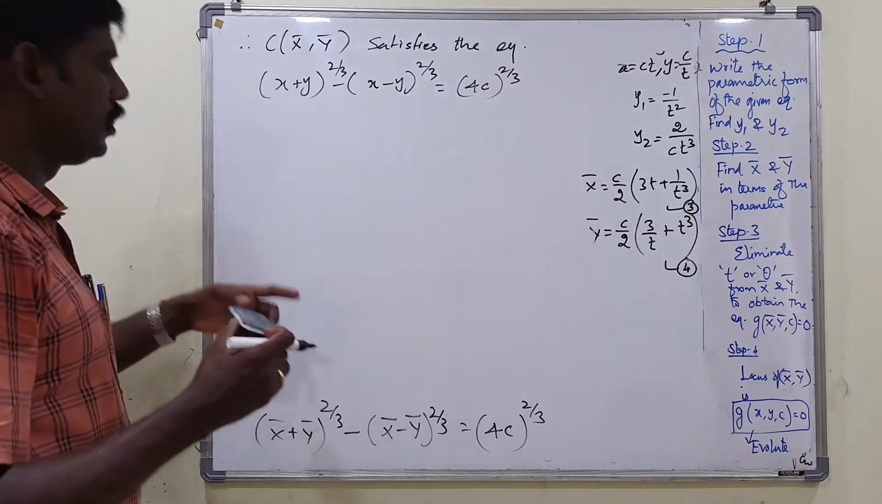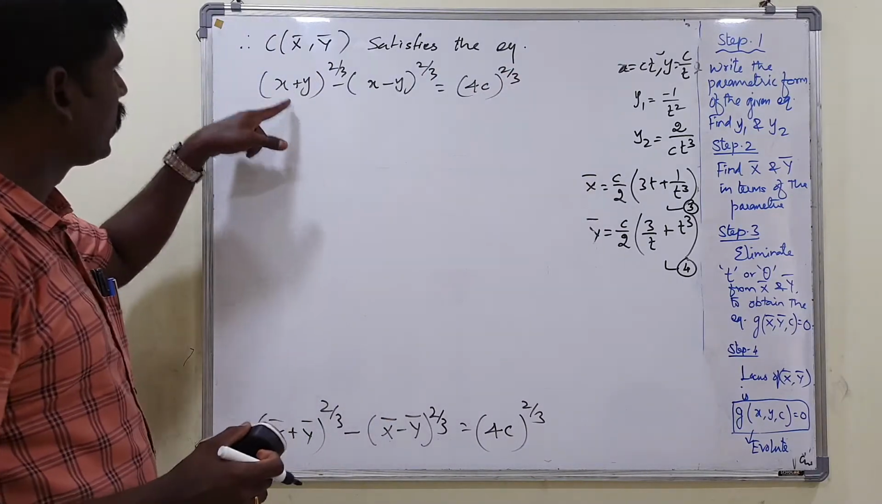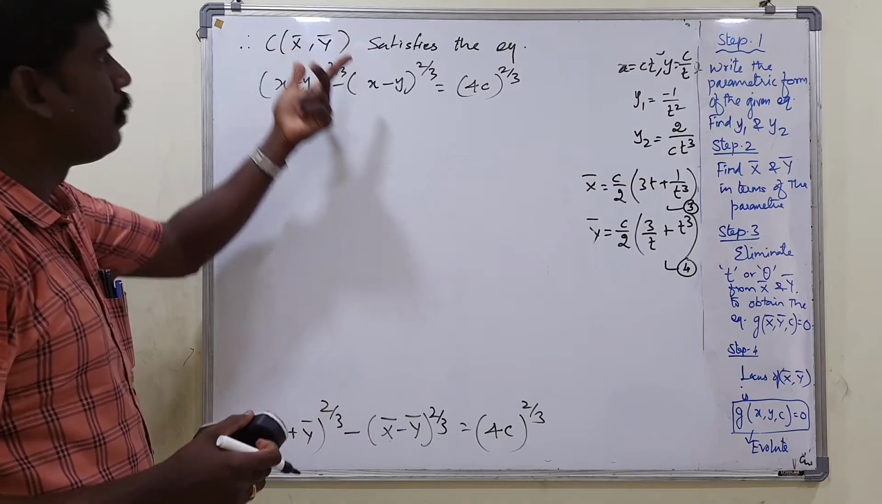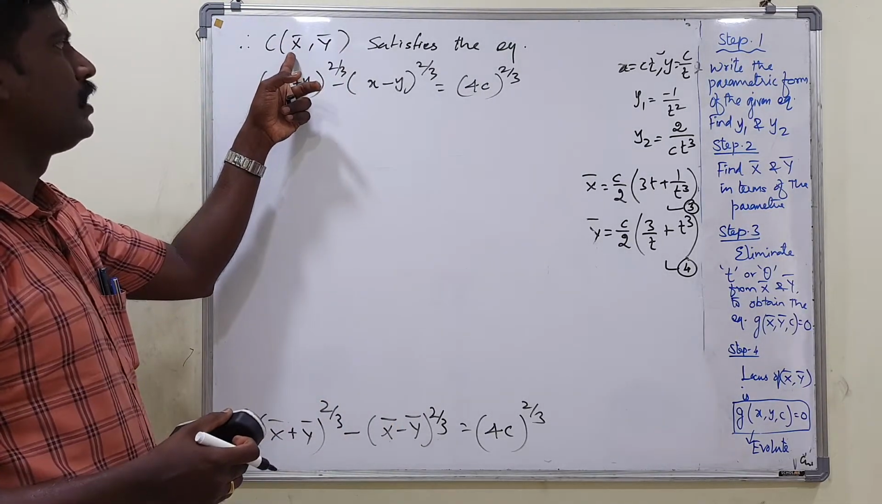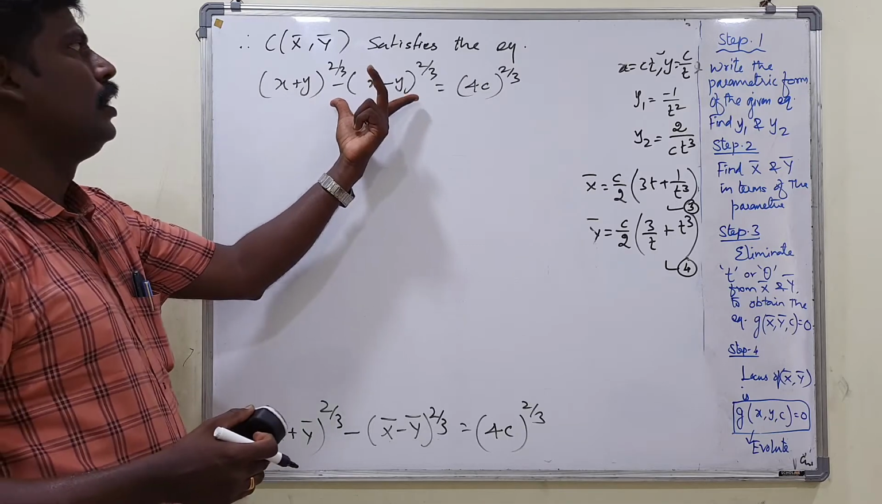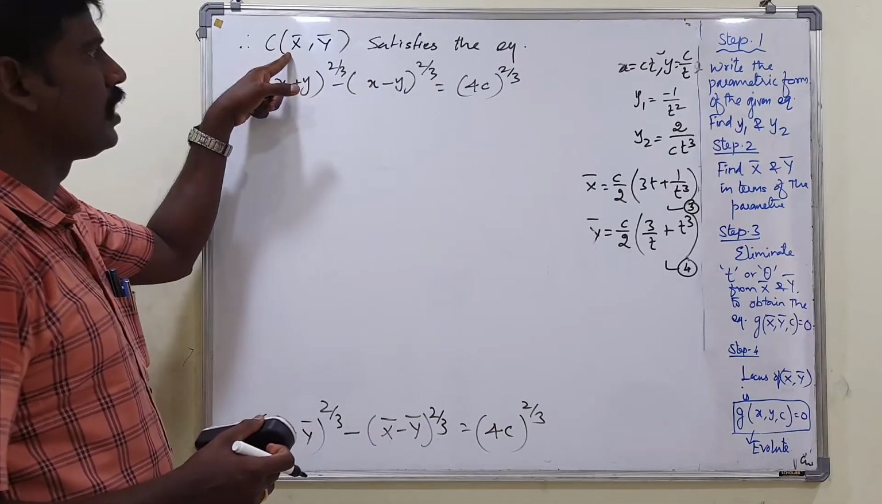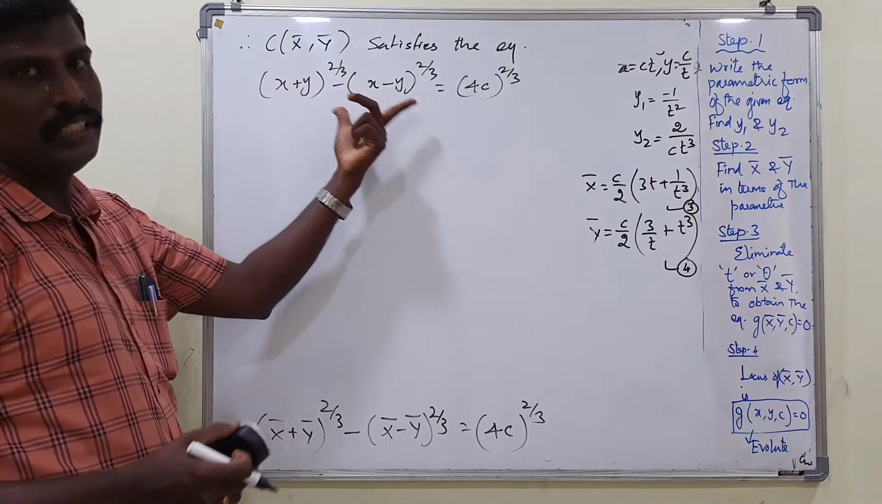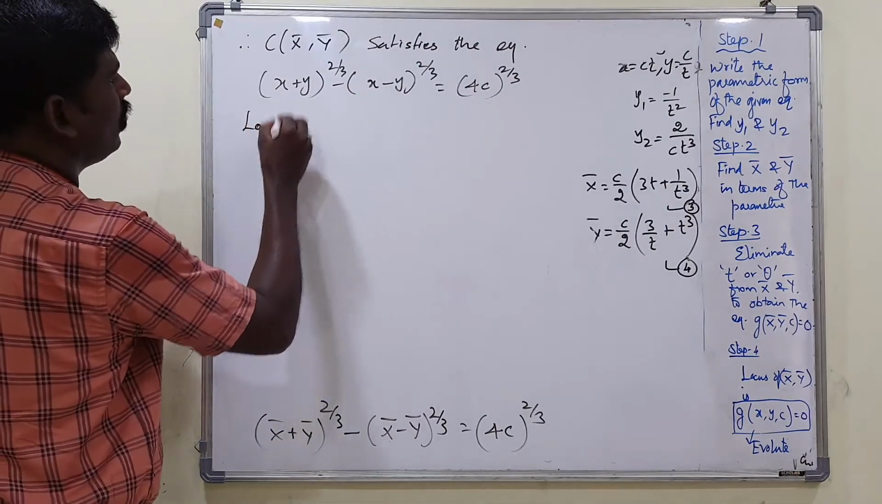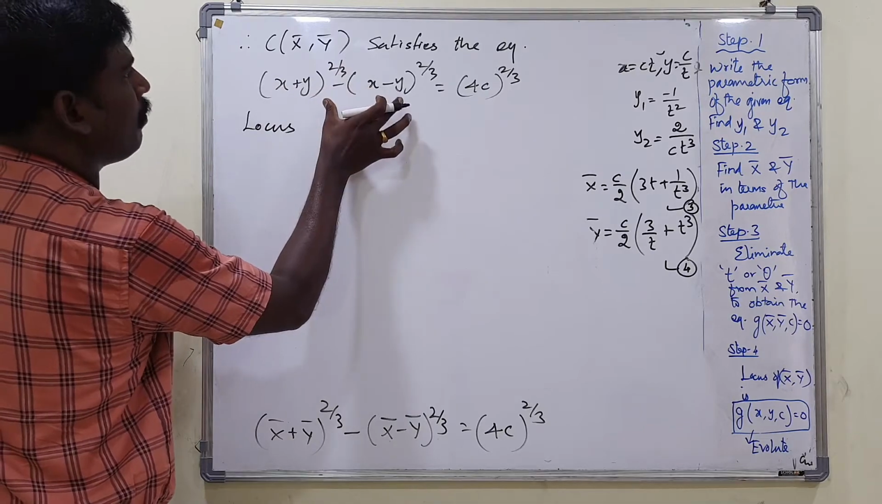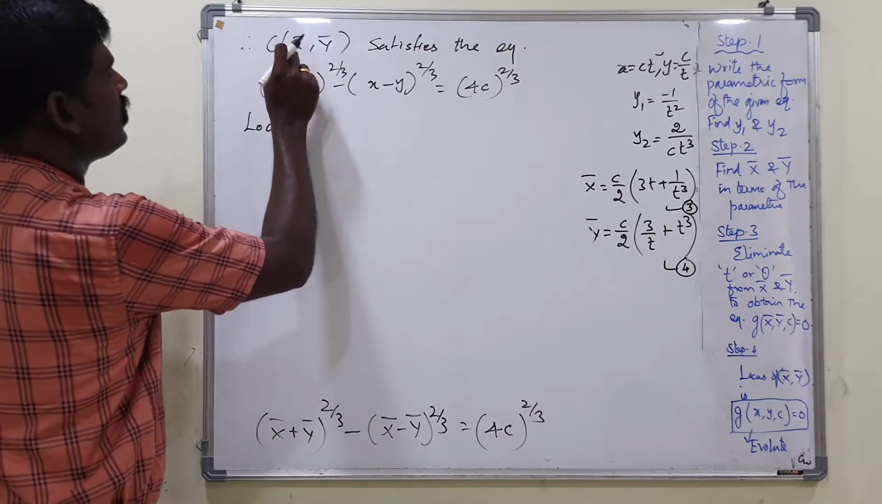That's all, isn't it? Right? By replacing x bar by x and y bar by y, substitute this point here, you can get this result. So, this center of curvature coordinate satisfies this curve, isn't it? So, the path traced by the center of curvature is this one. So, this is the evolute of the given curve. So, this curve is obtained by the path traced by the center of curvature.